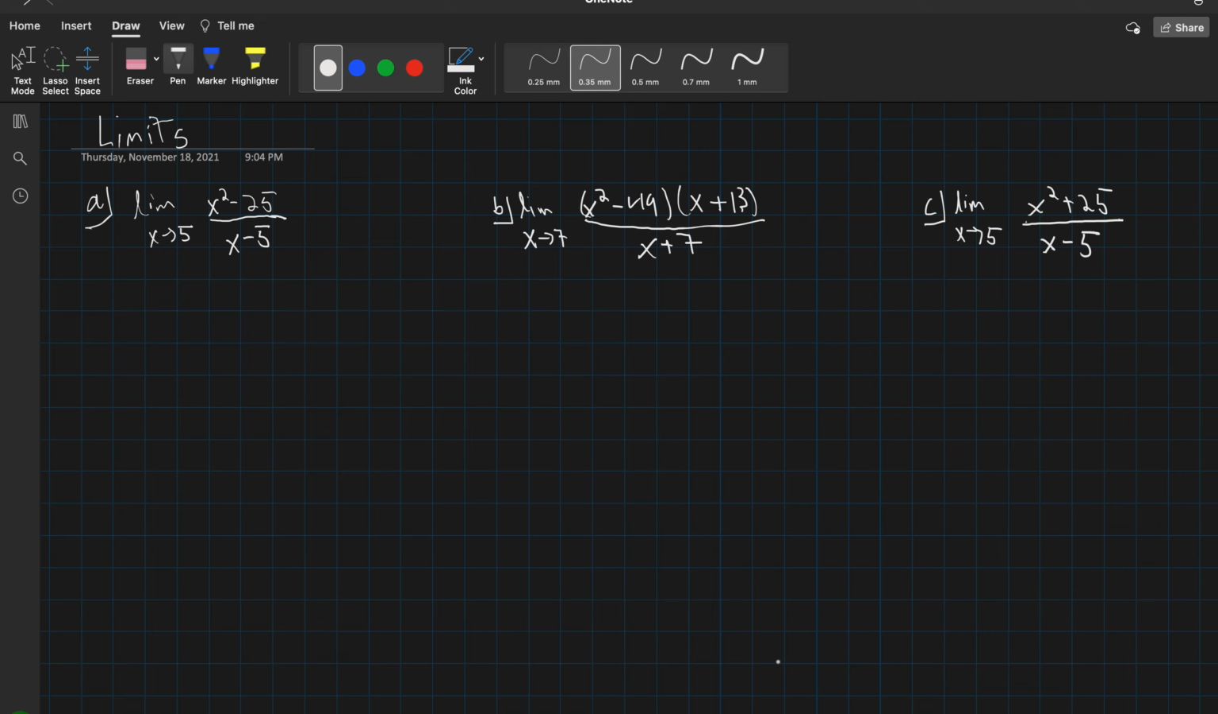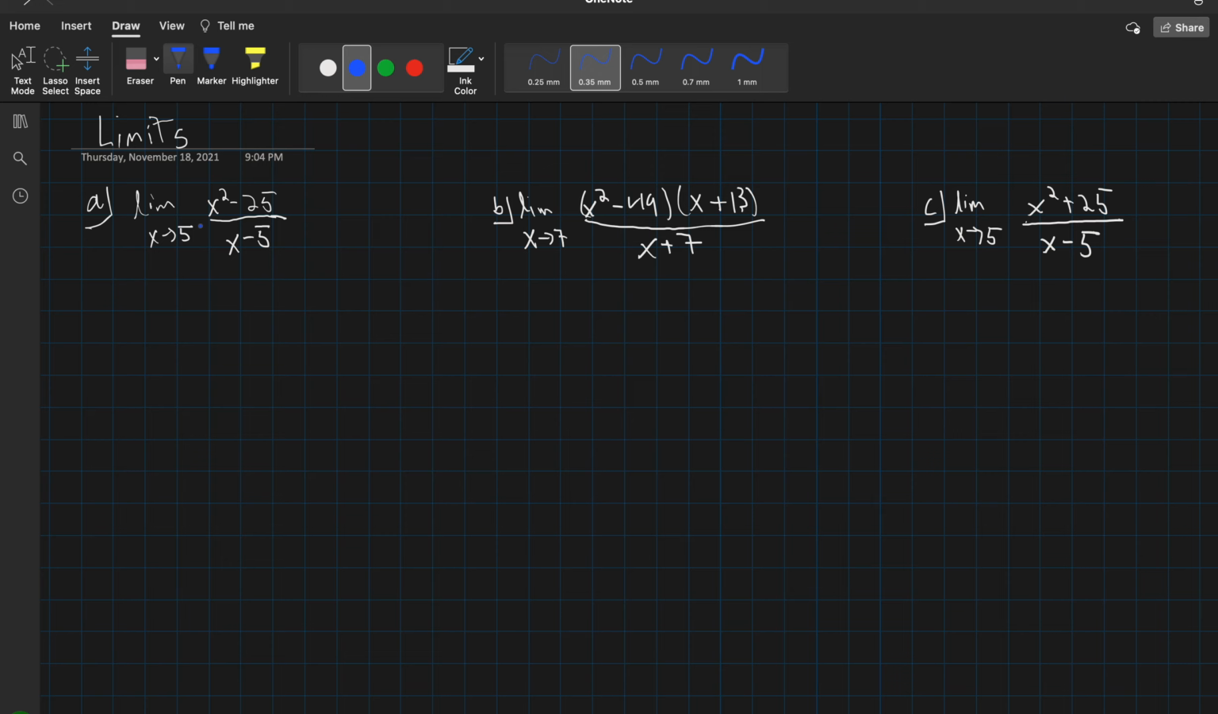So today we're going to continue on with limits, and we're going to look at a few examples where it's going to be really hard to figure out the graph of the function. So how can we figure out these limits without using the graph? So our first example here, limit as x approaches 5, x squared minus 25 over x minus 5.